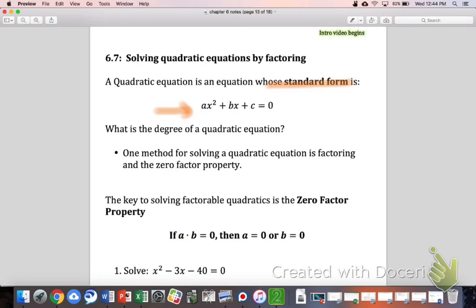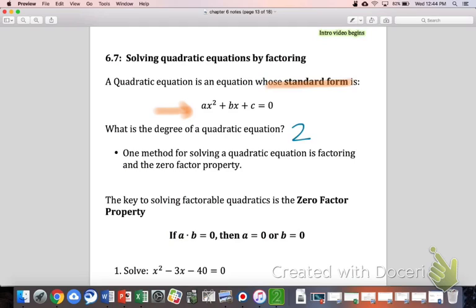Hopefully that looks really familiar. We've been working with these sorts of expressions this whole chapter. This is the first time we're going to look at it in terms of an equation. So let's talk about the degree of a quadratic equation. The degree we can see here, the highest degree term is 2, so the degree should be 2.